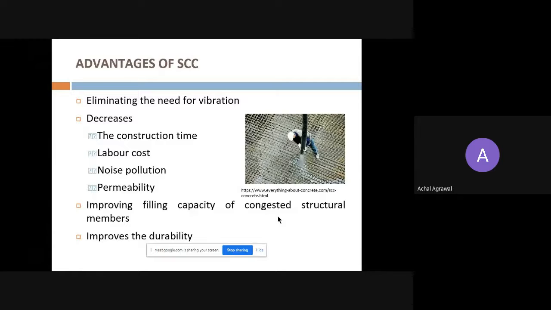As we have seen, there are many structures which are heavily reinforced. In those structures, the placement of concrete and the application of vibration, with a needle vibrator or other kinds of vibrators, may not consolidate the concrete completely. So it is one kind of concrete which can be used in heavily reinforced structures first.